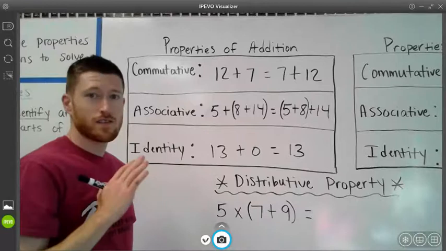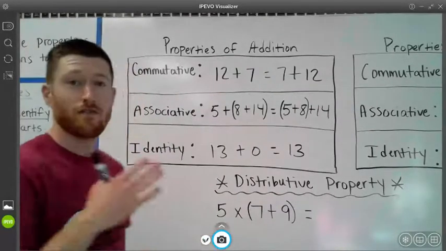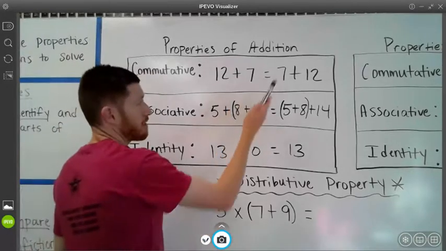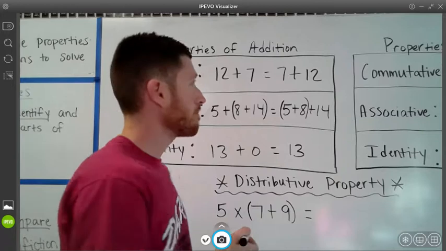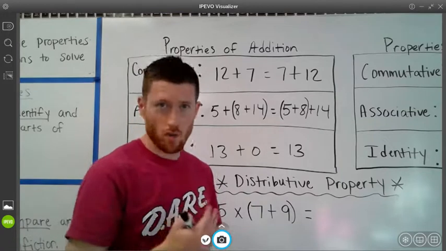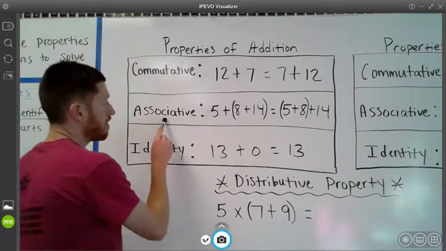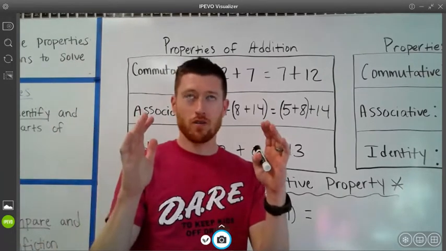Now this one is super easy because it is just a different order of the numbers. You're ordering the numbers differently. So 12 plus 7 is the same thing as 7 plus 12, all right? It does not change the sum when you order the numbers, and you all have known that for quite a while.